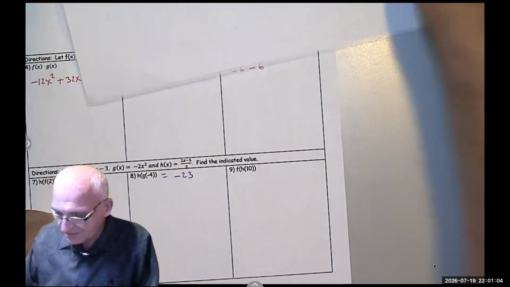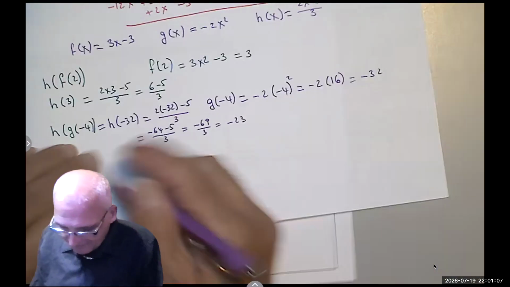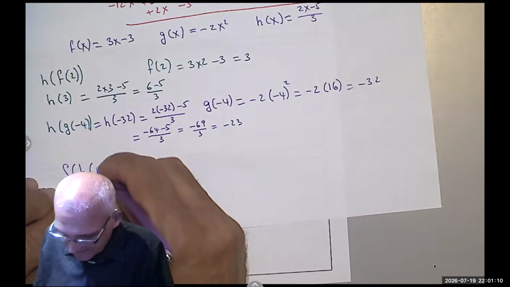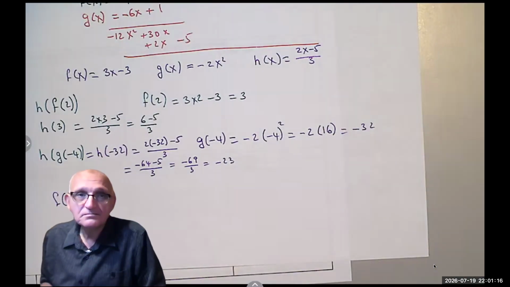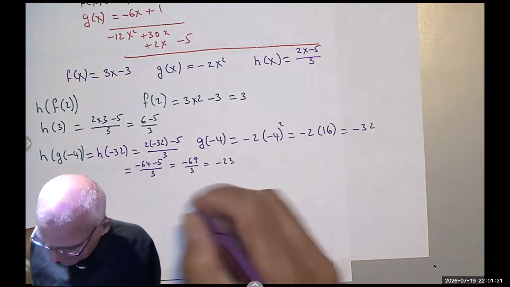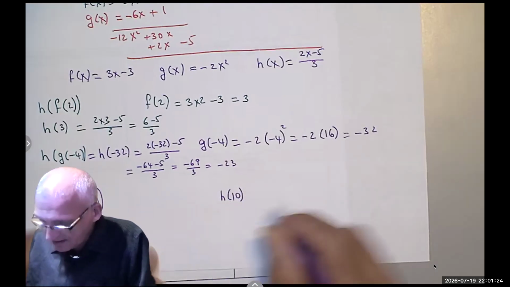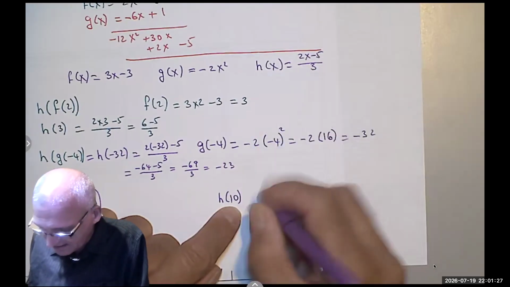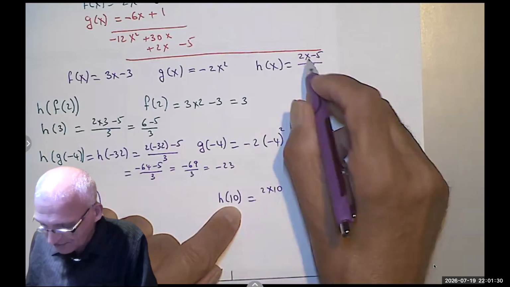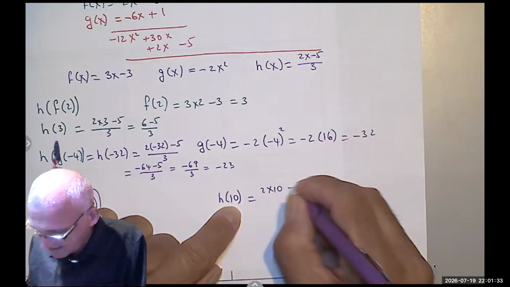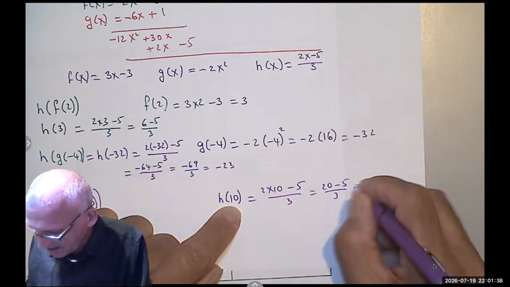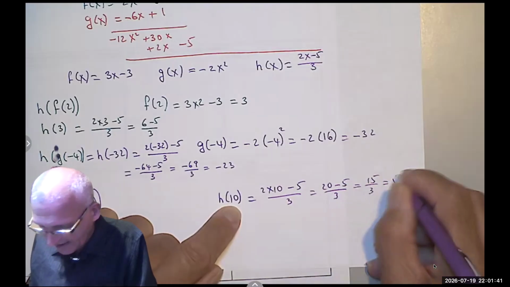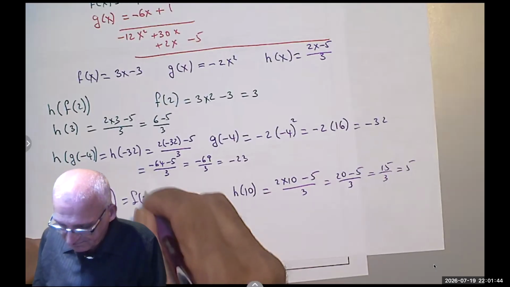Again, pause the video and do f of h of 10. Okay, let's do it. So we start with h of 10. H of x, h of 10, x is 10. So 2 times 10 instead of 2 times x, minus 5 over 3 equals 20 minus 5 over 3 equals 15 over 3 equals 5. So this becomes f of 5. See how simple it is?